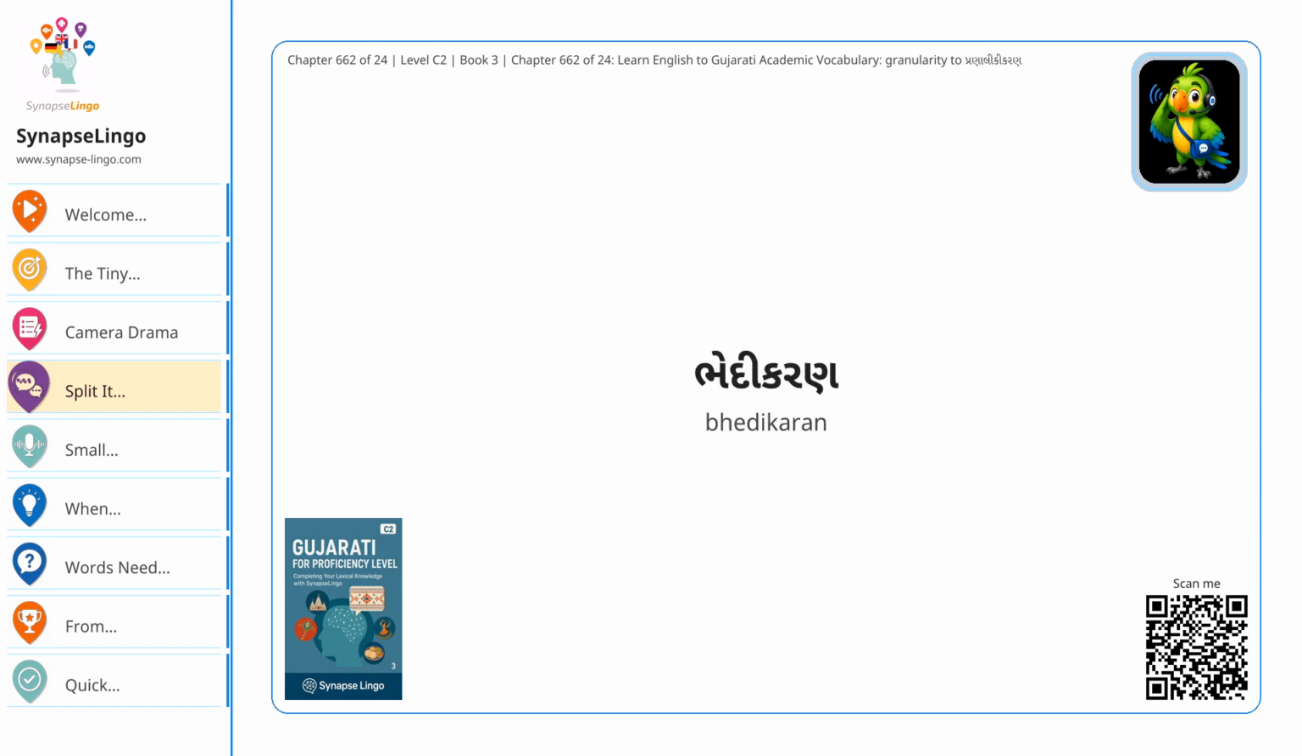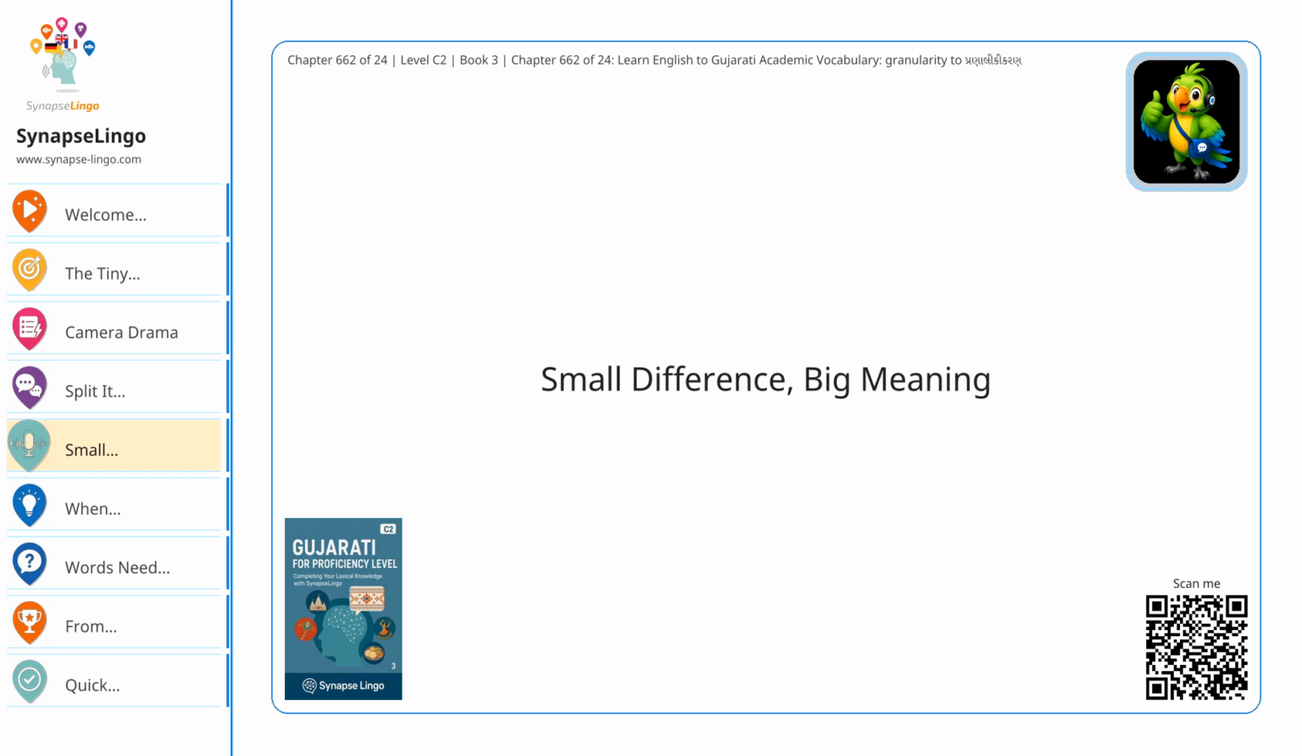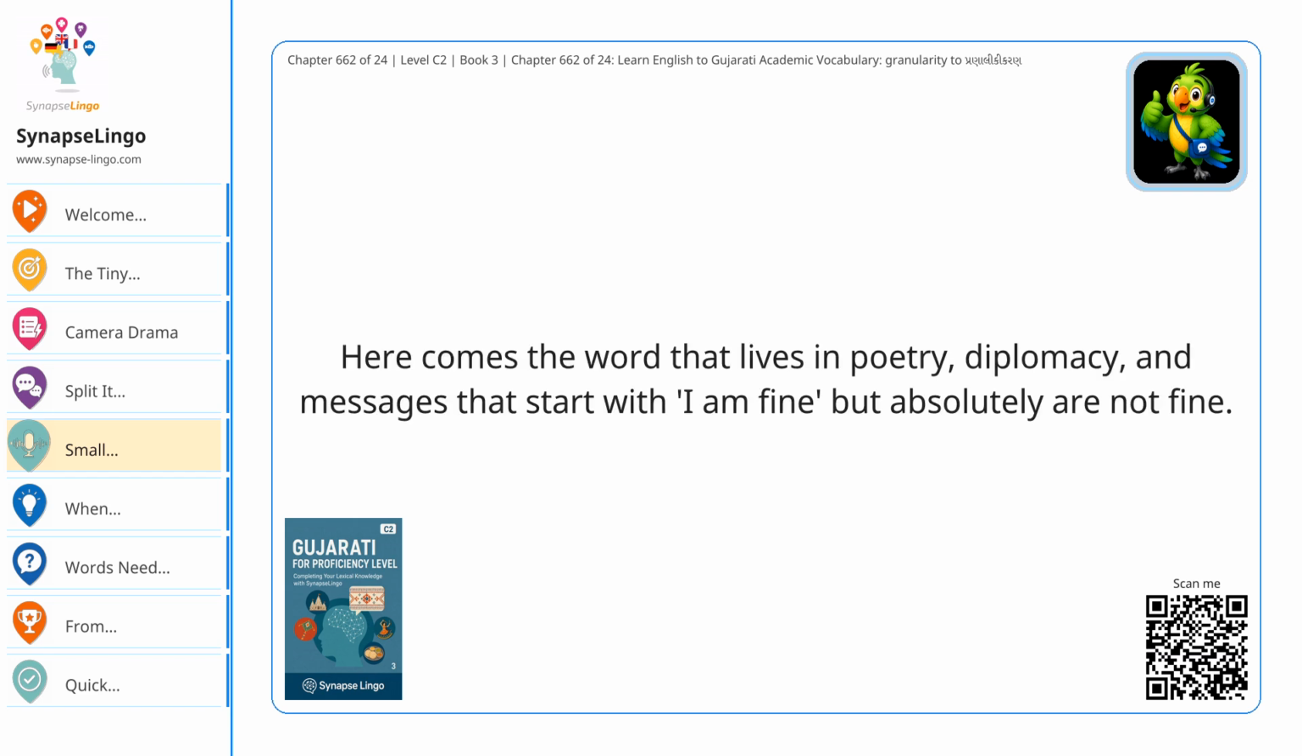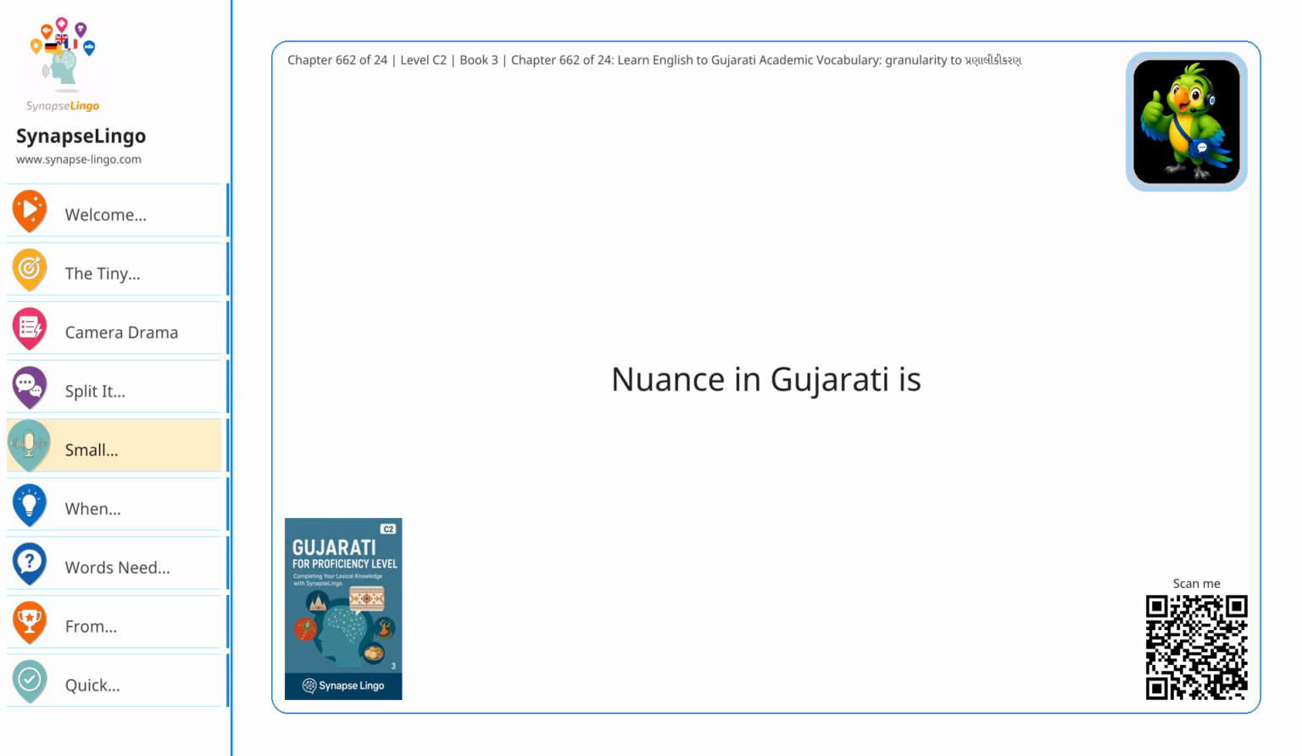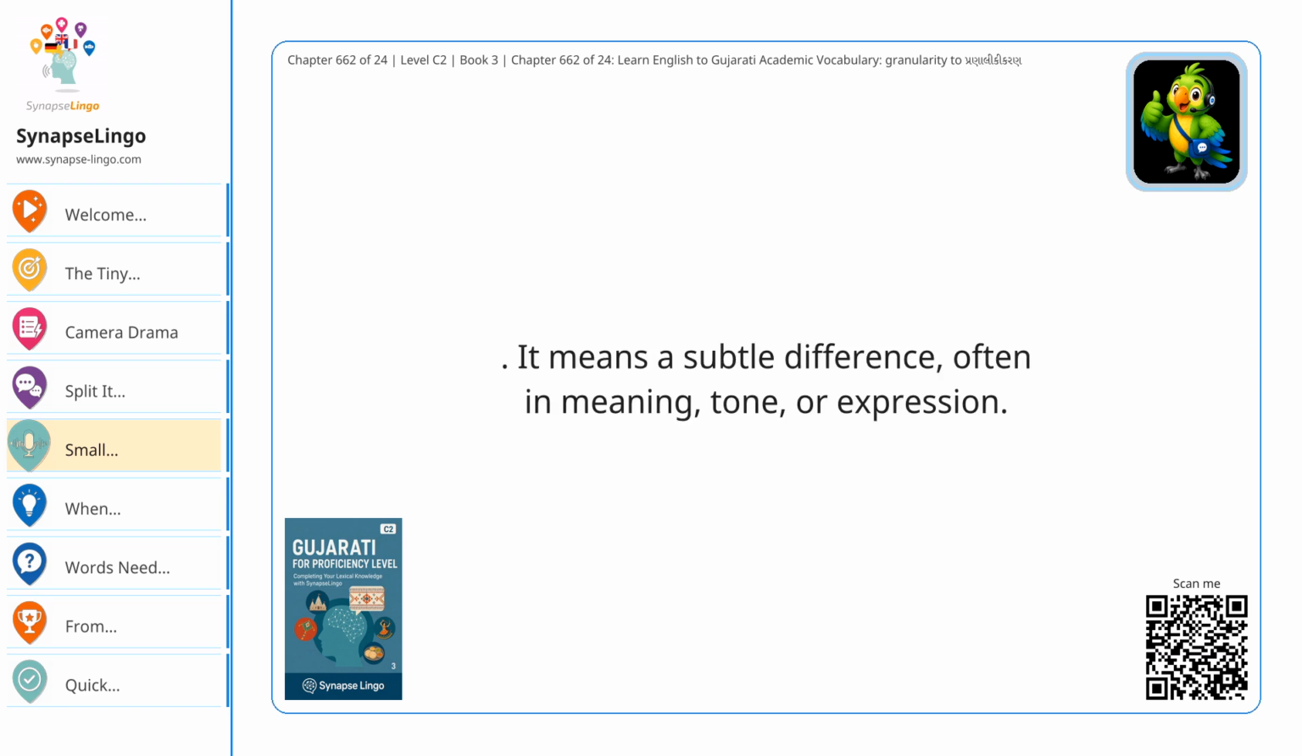Mini joke. ભેદીકરણ separates the socks by color. પ્રણાલિકીકરણ gives them labeled drawers. This is how civilization survives. Small difference, big meaning. Here comes the word that lives in poetry, diplomacy, and messages that start with, I am fine, but absolutely are not fine. Nuance in Gujarati is સૂક્ષ્મ ભેદ. It means a subtle difference, often in meaning, tone, or expression.